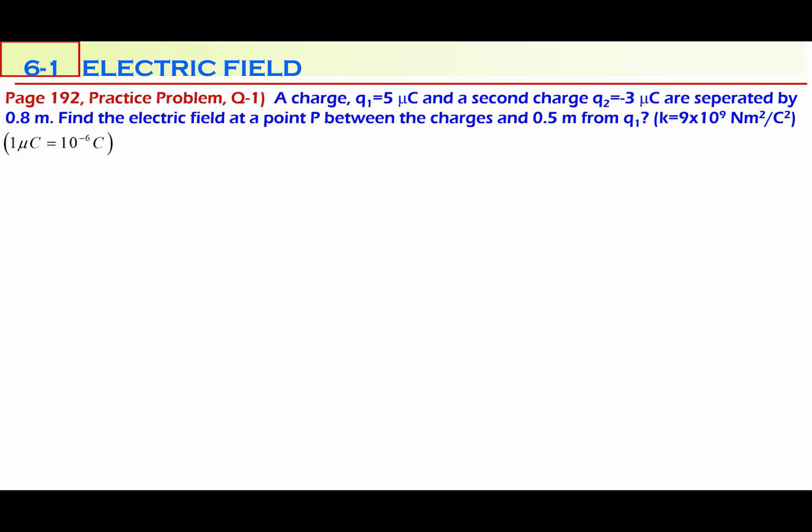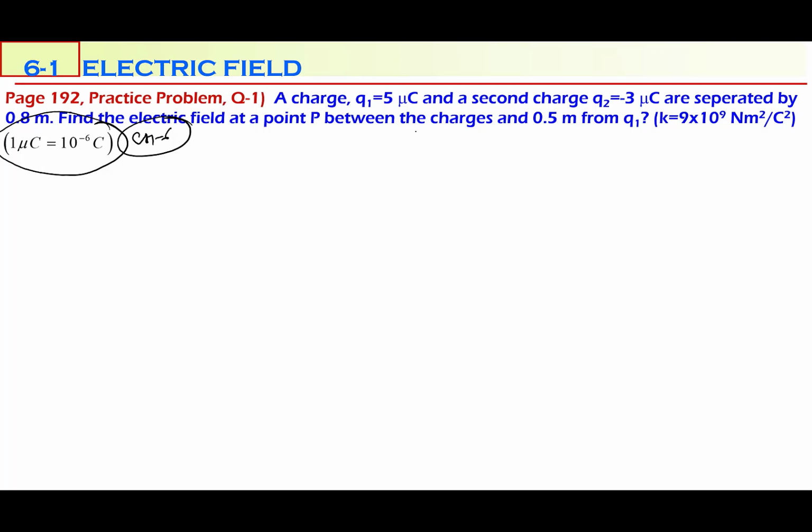A charge, Q1, 5 microcoulomb. Microcoulomb is a unit of charge, just like coulomb, but like meter, micrometer, kilogram, microgram. And 1 microcoulomb is equal to 10 to the power of negative 6 coulomb, and you will meet this in chapter 6, so you should know this. 1 microcoulomb is equal to 10 to the power of negative 6 coulomb, just like every micro.